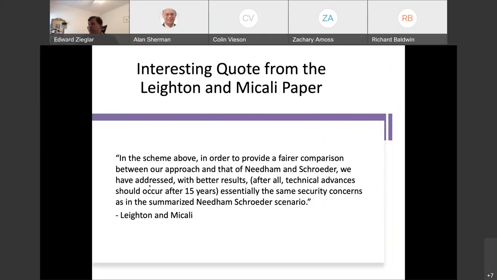I wanted to bring up one interesting quote that I saw from this paper that will become more interesting when we look at the analysis. In this scheme above, in order to provide a fair comparison between our approach and the Needham-Schroeder, we have addressed with better results, after all technical advances should occur after 15 years, essentially the same security concerns as in the summarized Needham-Schroeder scenario. So that was from their paper, in that they felt that they did a better job of addressing the issues in Needham-Schroeder, and in some instances they had. But as you'll see, they didn't take advantage of all technical advances that occurred over 15 years.